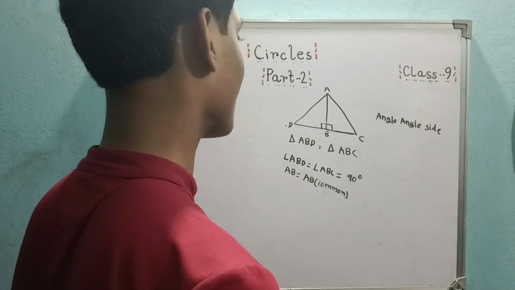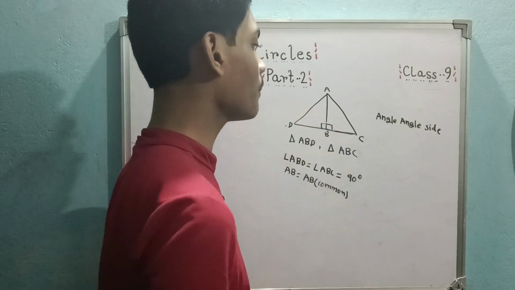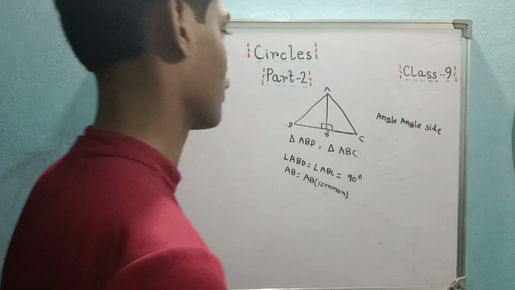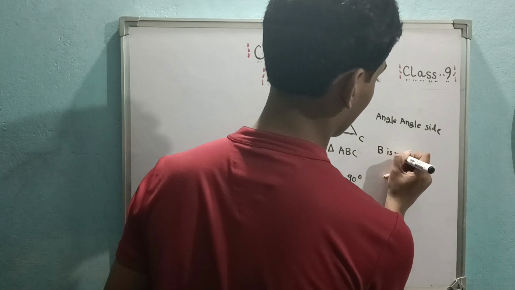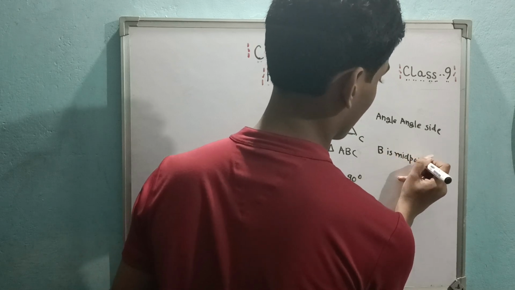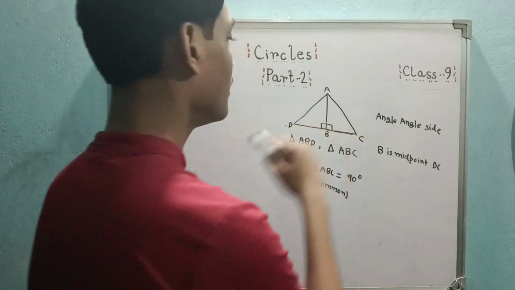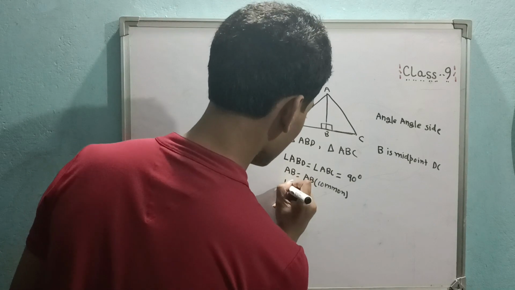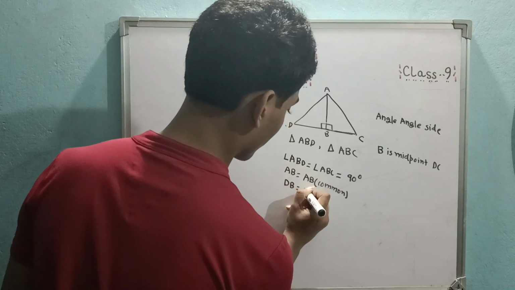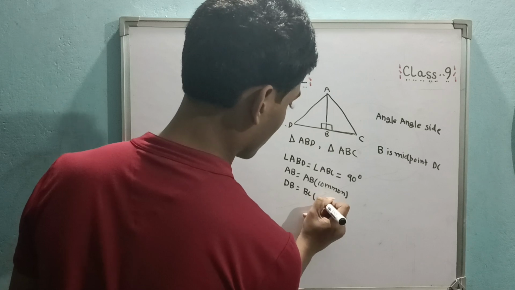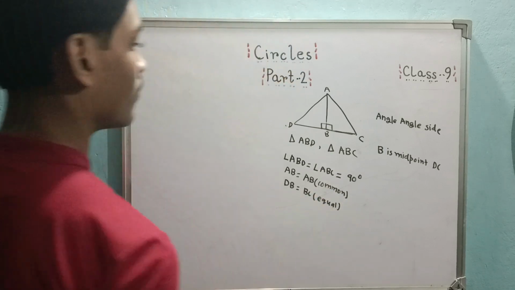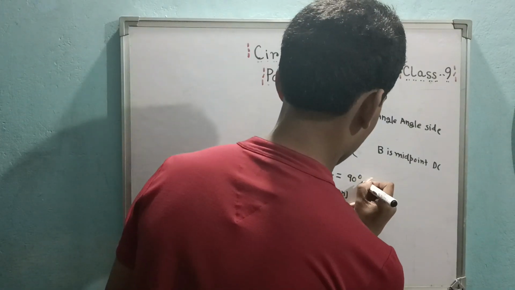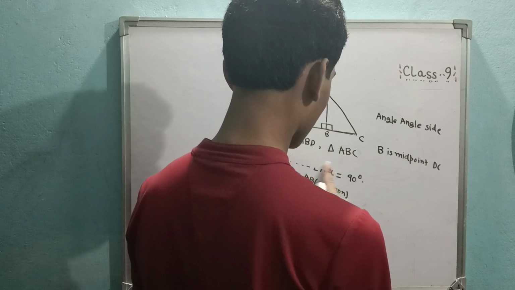Now suppose I have a condition that B is the midpoint of DC. Suppose it's like that. If you are given in a question that B is the midpoint of DC, then what do we have here? DB equals BC, right? It divides DC into two equal parts. So DB equals BC. So what did we do here? It can be written in this way.